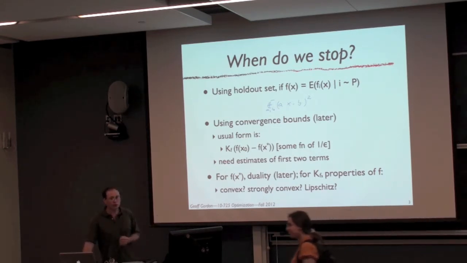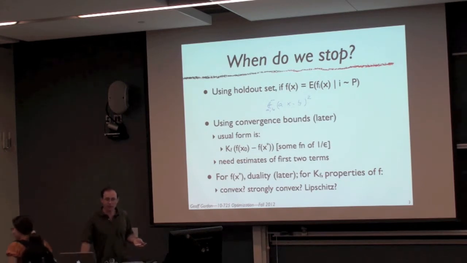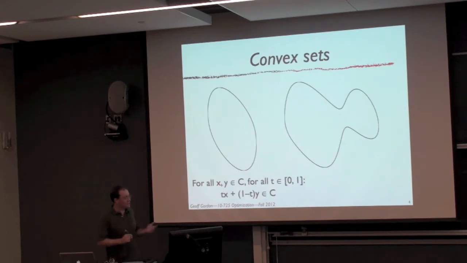So now this is a good excuse for us to talk about important properties that this function f that we're trying to minimize could have. And the single most important property is going to be convexity, right?